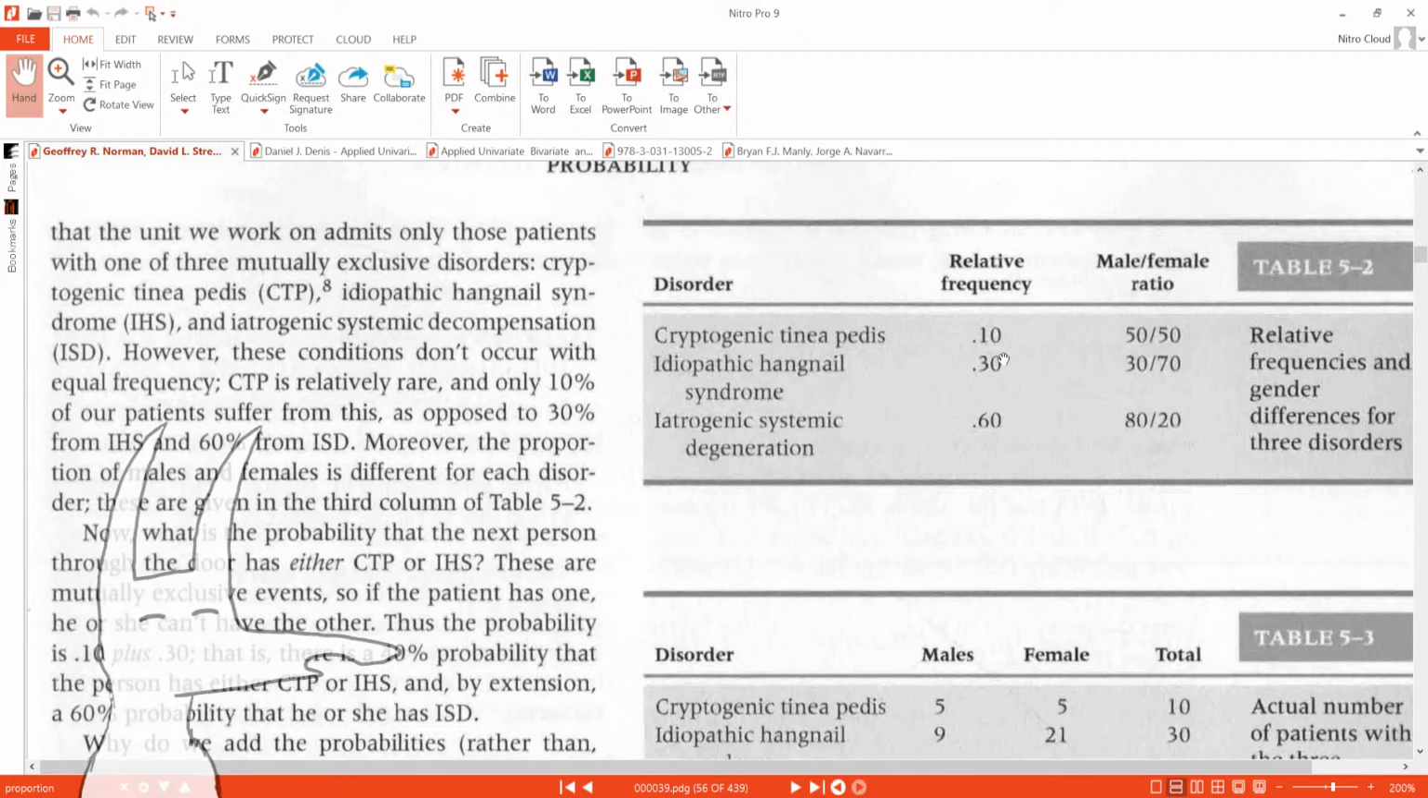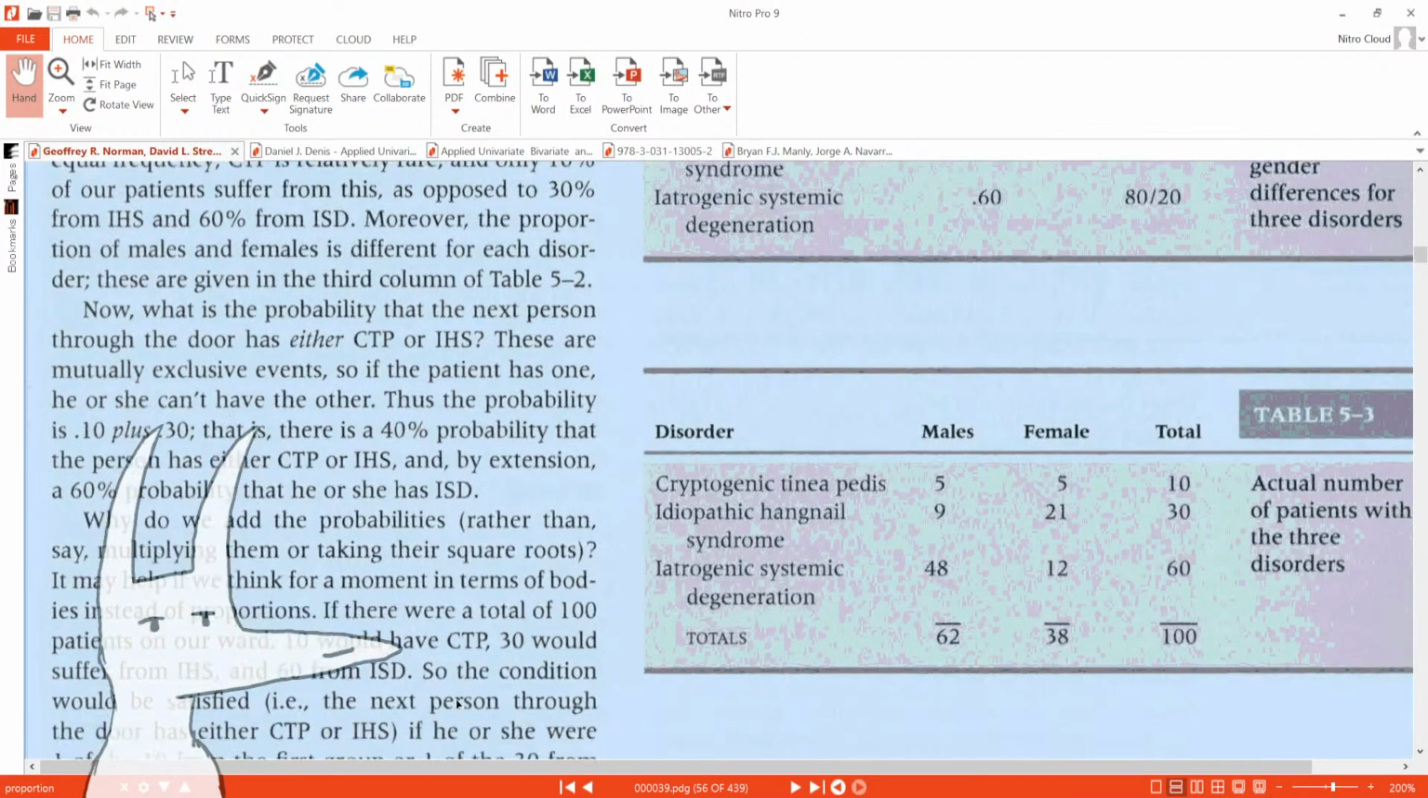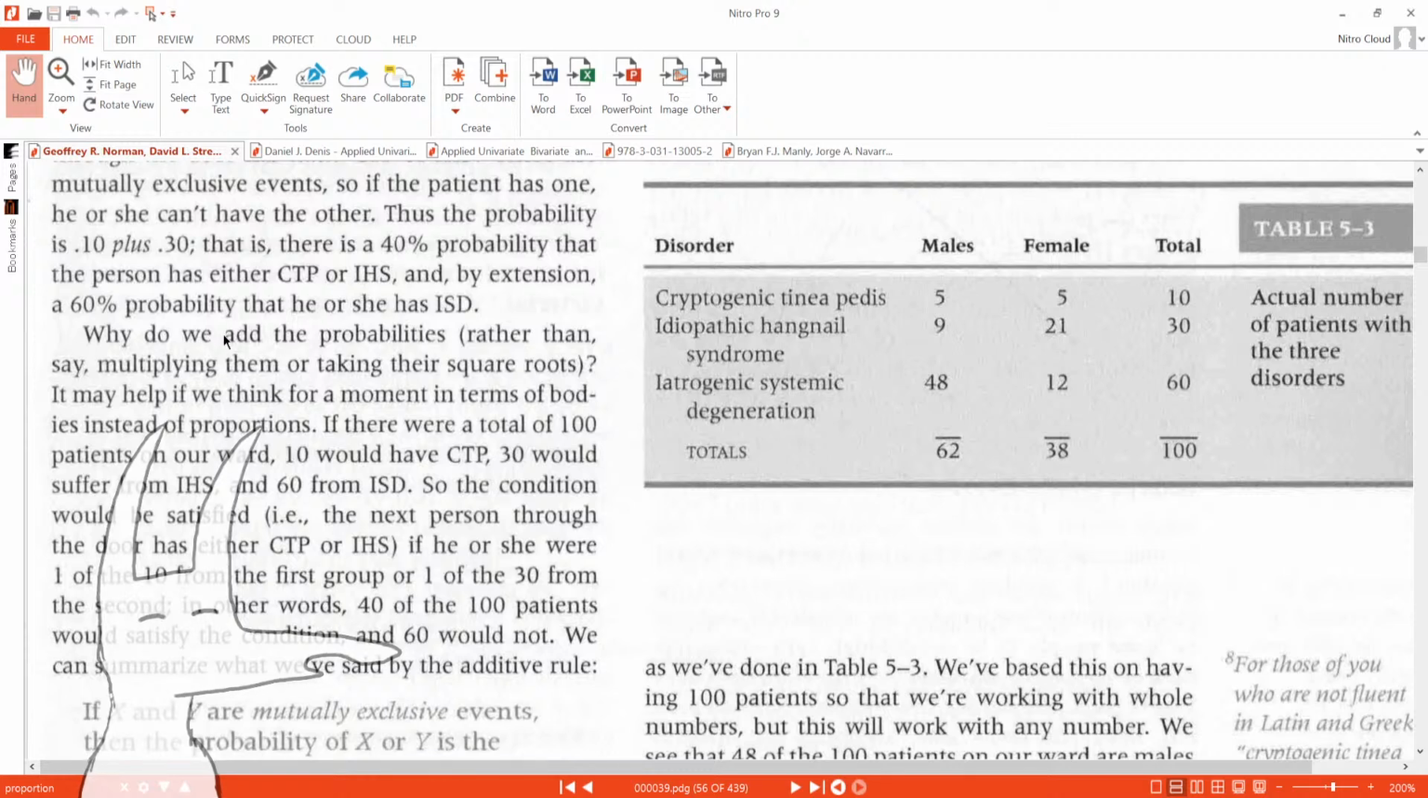Anyways, this is just 40%. 0.3 plus 0.1. Why do we add the probabilities rather than, say, multiplying them or taking their square roots? It may help if we think for a moment in terms of body-sensitive proportions. If there were a total of 100 patients in our wards, 10 would have CDP, 30 would suffer from IHS, and 60 from ISD. So the condition would be satisfied if he or she were one of the 10 from the first group, or one of the 30 from the second. In other words, 40 of the 100 patients would satisfy the condition and 60 would not.